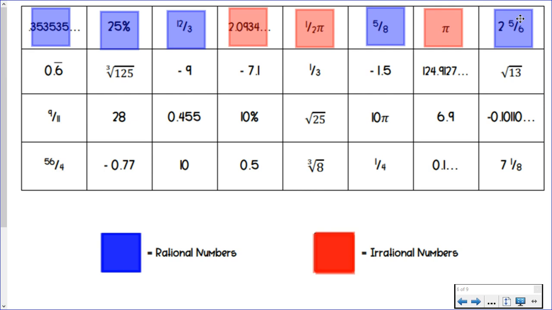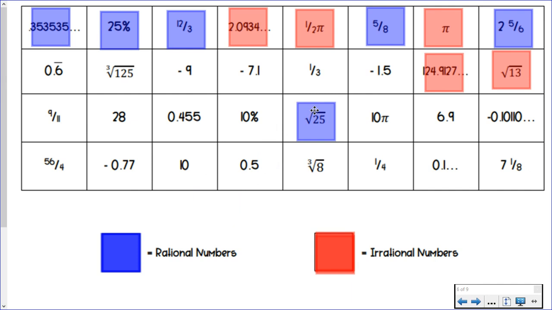So as I scan the next row, the next irrational number I come to is 124.9127. There is no pattern and it does not stop. That is irrational. The next irrational number I come to is the square root of 13. Square root of 13 is not a perfect square, so it is irrational. It will not stop. It does not repeat. It is irrational. Whereas square root of 25 equals 5. That is a rational number because this is a perfect square.